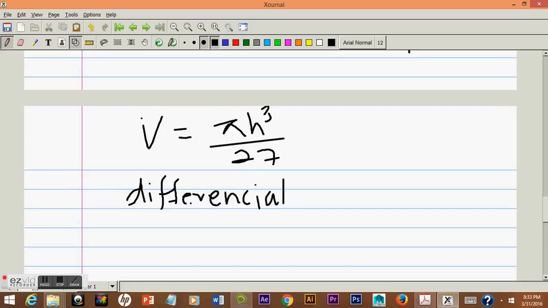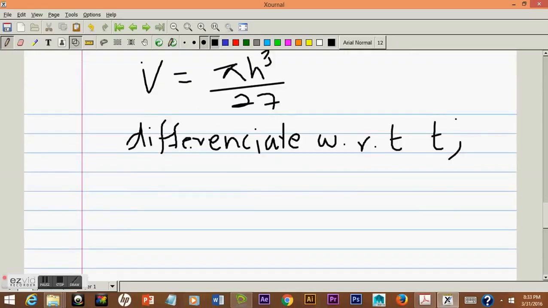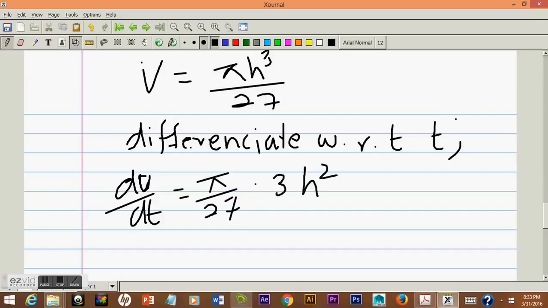Differentiate the function with respect to time t. So what we are going to do is differentiate V with respect to time t. We'll get dV/dt equal to: pi and 27 are constants, let's keep them like that, and differentiate h cubed. This is called implicit differentiation.